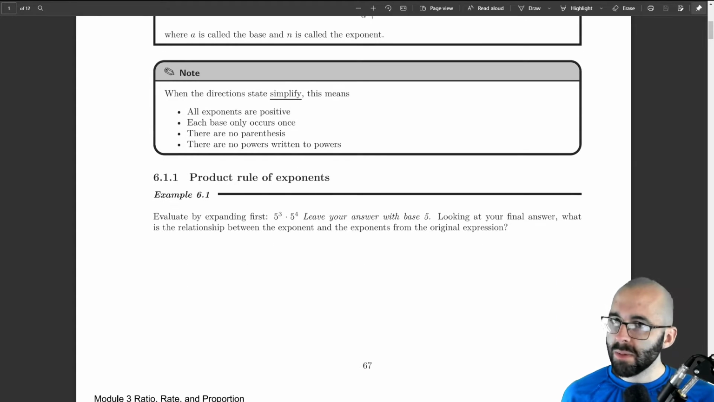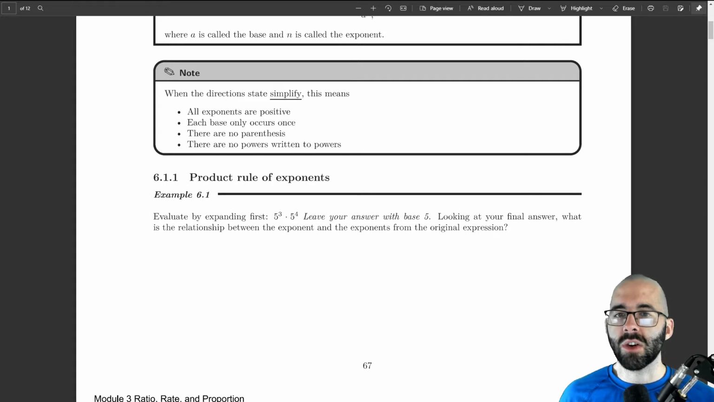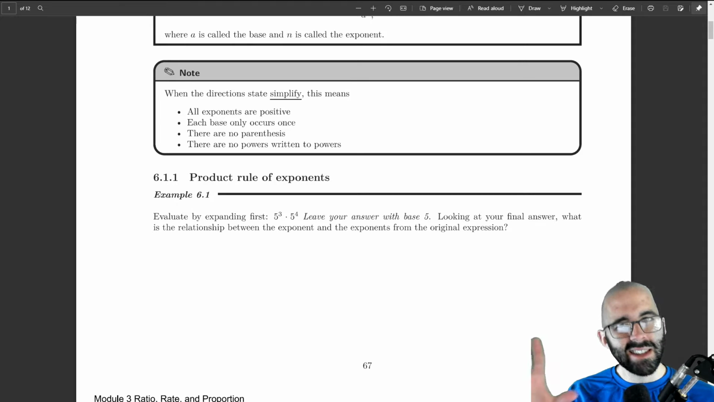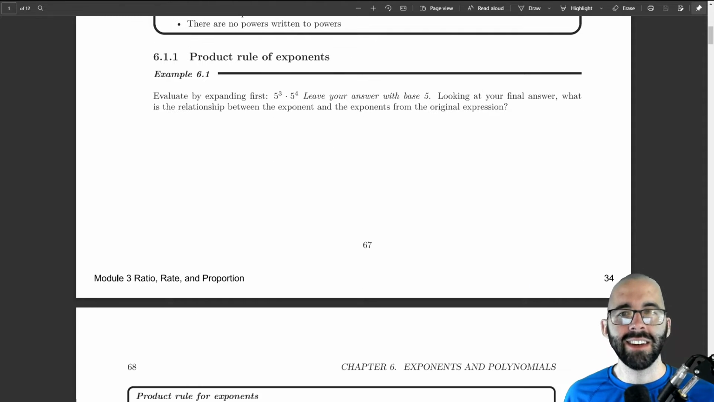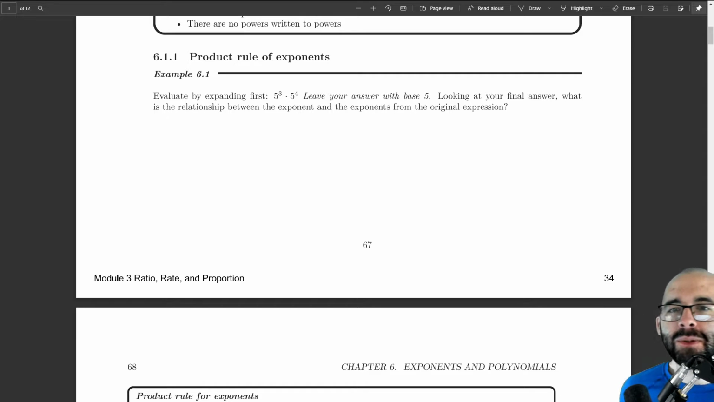And then when we say simplify, just to be clear on what that means, your exponents are positive. We'll talk about why that's important later. Each base occurs only once, so put things together. No more parentheses, and no powers to powers. These things will make more sense once we start getting into the grit of it. Let's start with an example.